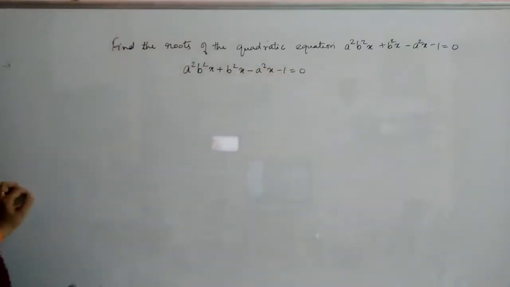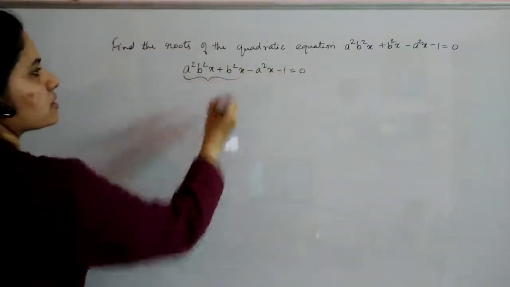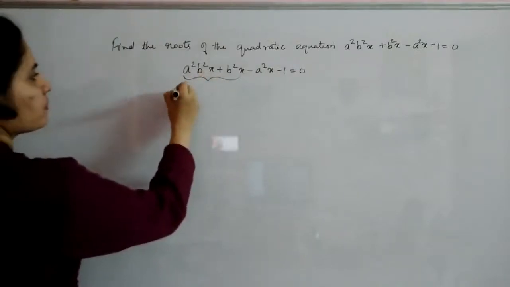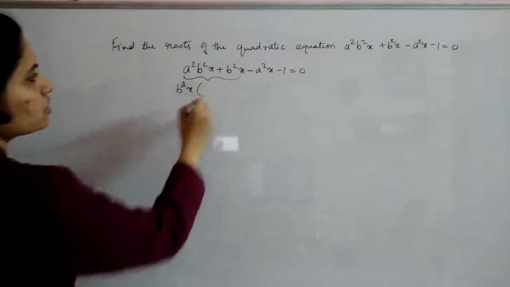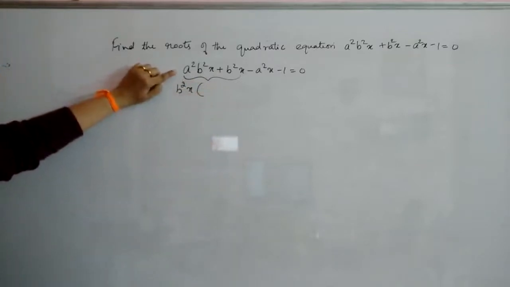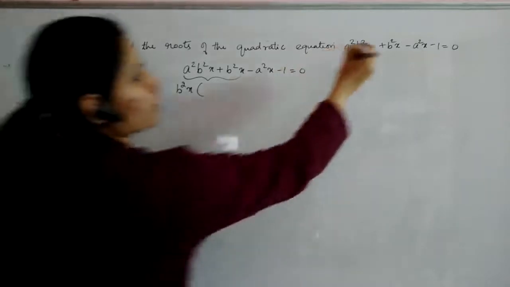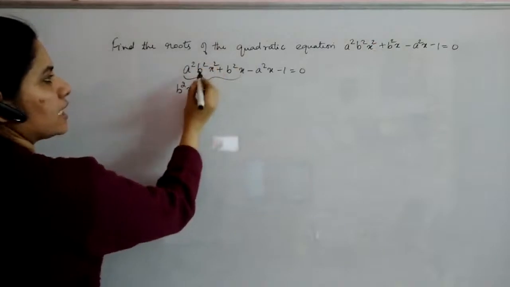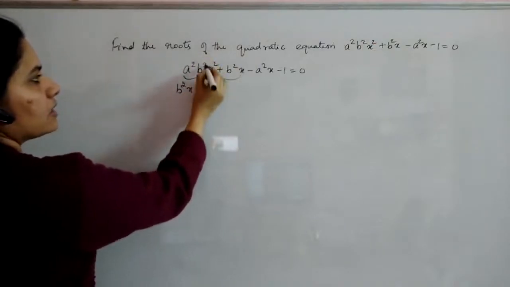What you can do here is, from the first two terms, you can just see there is something common, which is b square x. Take it out. b square x into, what will you get here? This is b square x square. It's a quadratic equation, no? b square x square. So what is remaining here? a square is remaining and 1x.